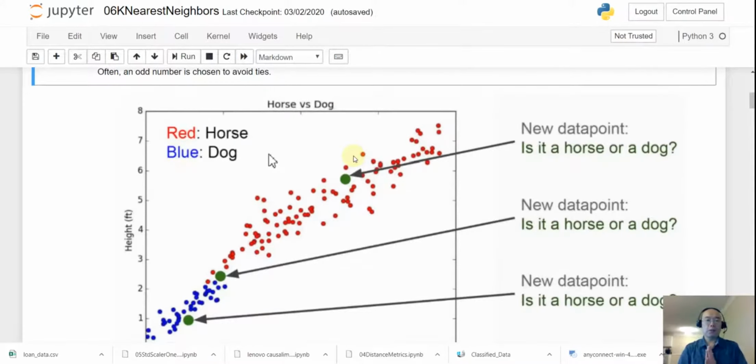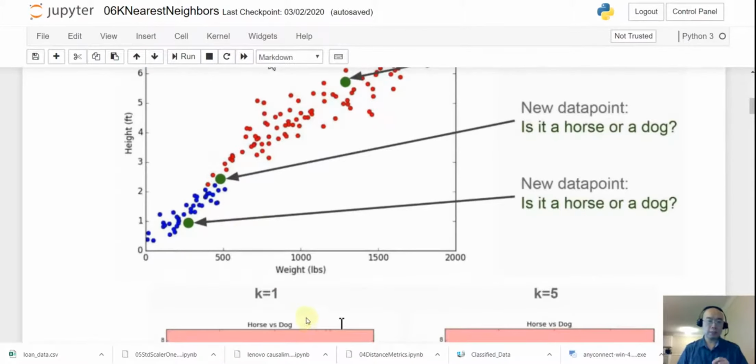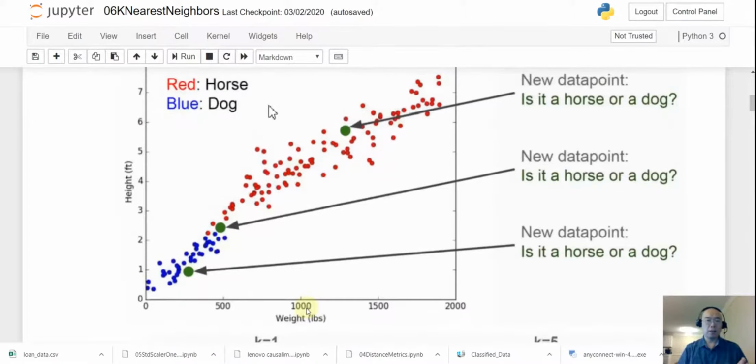Here is another example. We are trying to classify horse versus dog. The blue points are samples of dogs, and the red points are samples of horses. The x-axis is the weight, and the y-axis is the height. Of course, the sizes of dogs and horses are different. But if you look at the boundary, you may find there are some really big dogs and some really small horses. So the decision boundary between the big dogs and the small horses may not be that clear.